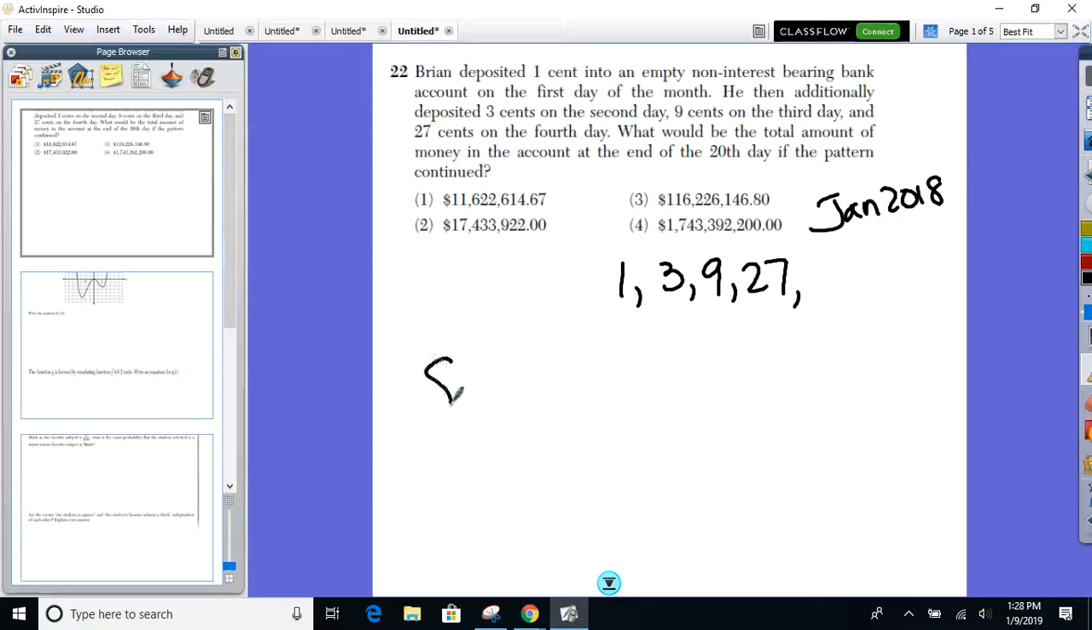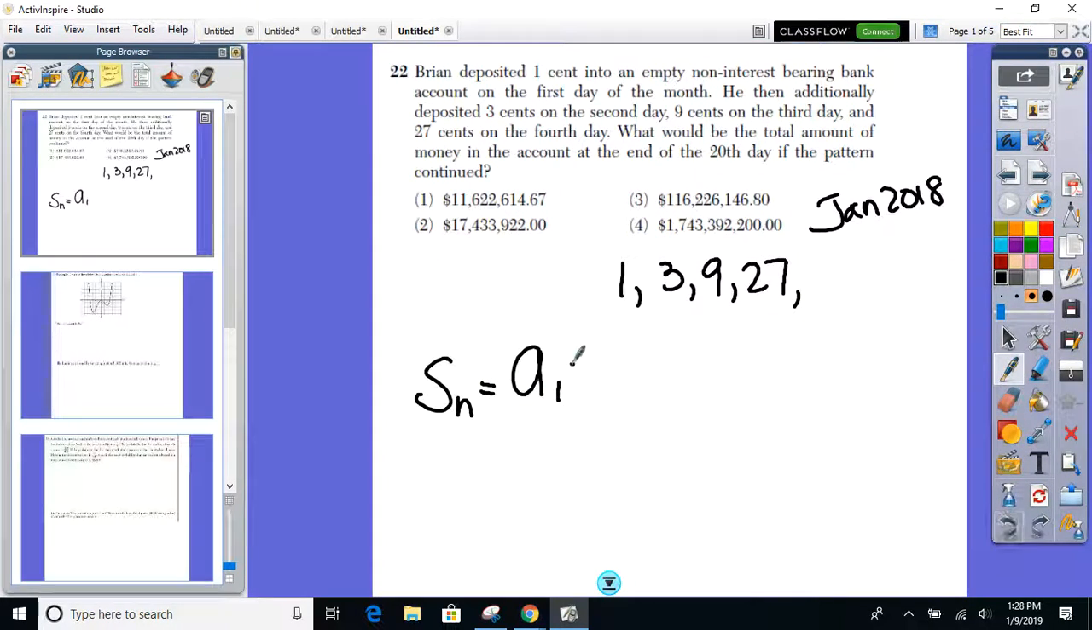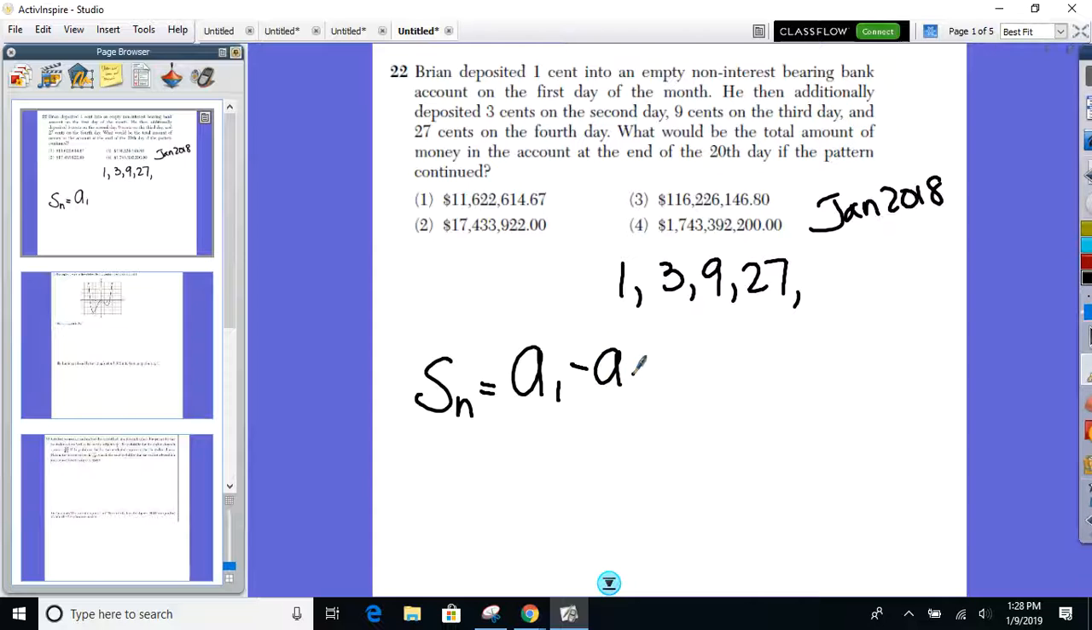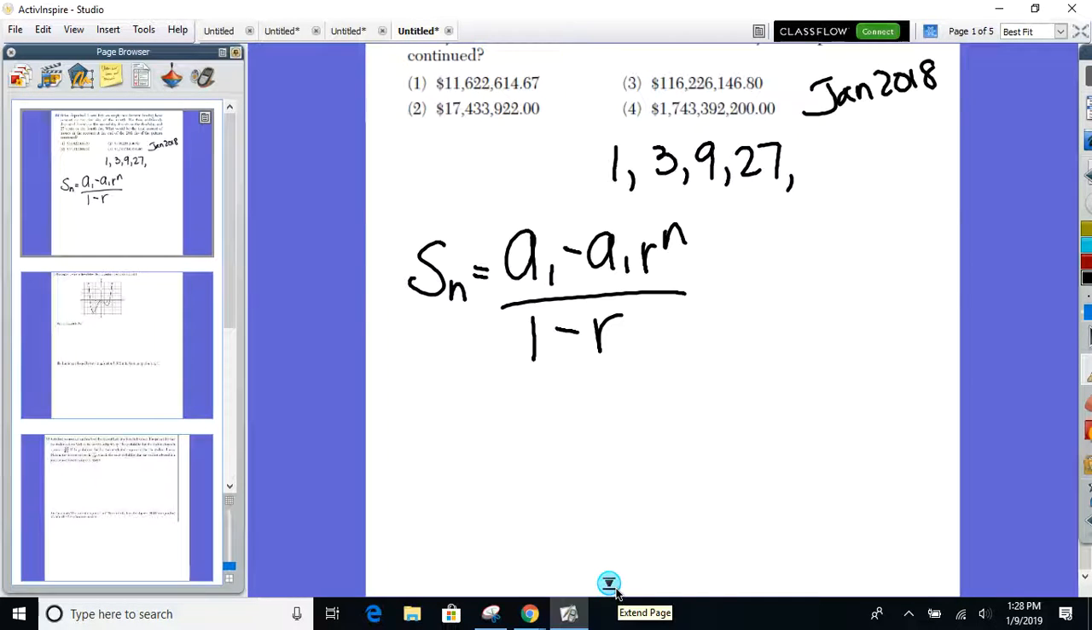So off the formula sheet, Sn equals A1 times (1 minus r to the n), all over 1 minus r. Again, I'm just writing this right off the formula sheet. I didn't memorize anything either. The n is the number of terms you're going to add up. How many terms am I going to add up here? 20 terms. So n is 20.